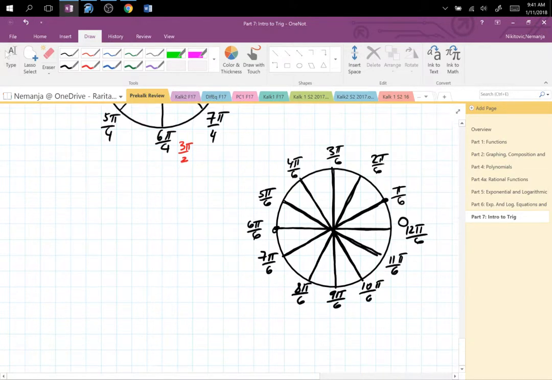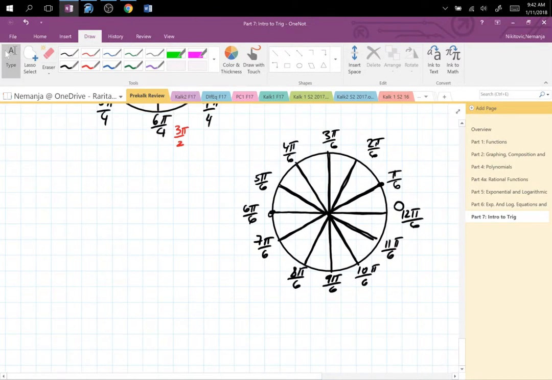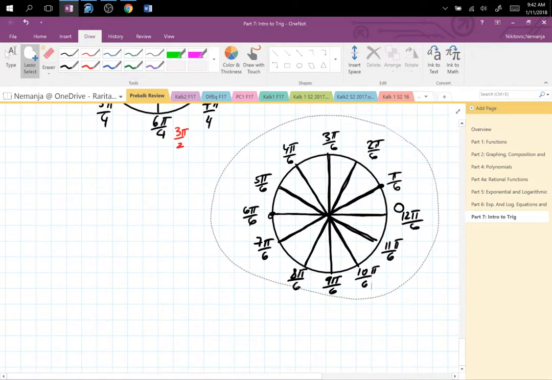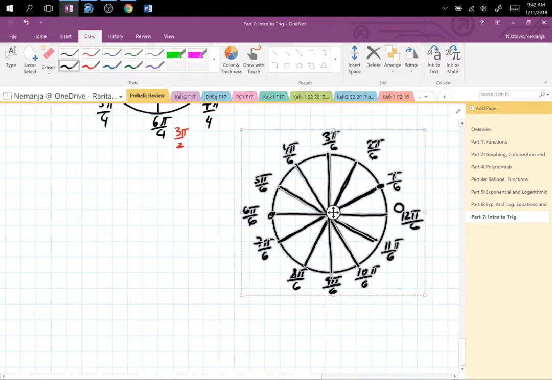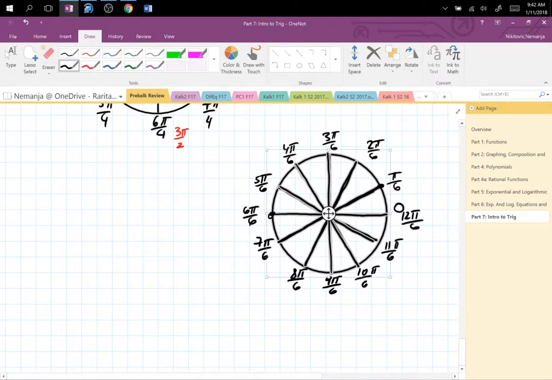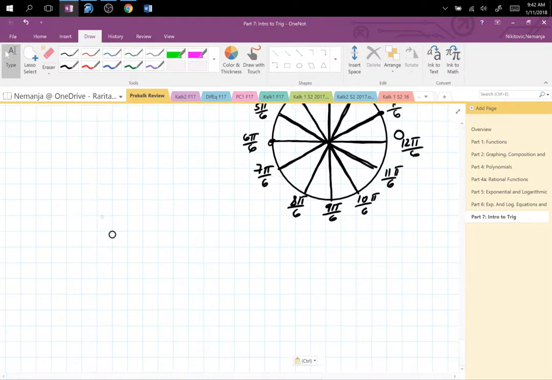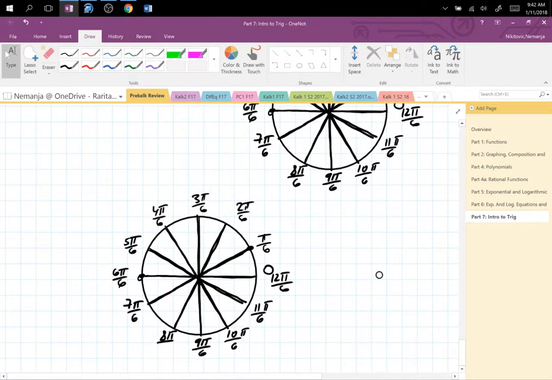So now I'm going to draw a new circle where I'm going to just copy these numbers, but these numbers are going to be reduced. Now, the way I copy might be a little bit different than the way you copy things, but that's okay. I'm done, by the way. So now I'm going to replace all of these.